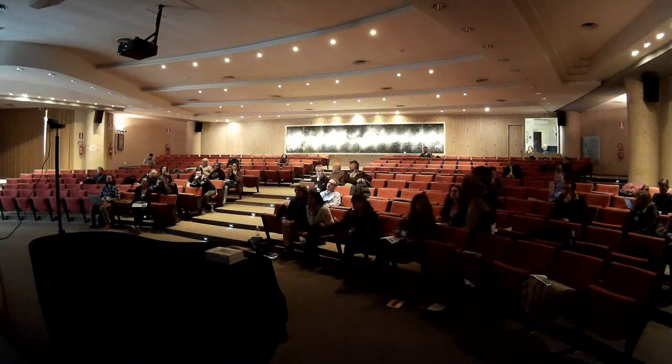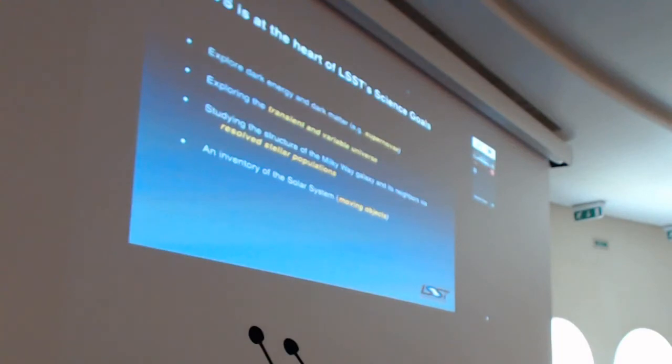Now, TVS, as you know, is very much at the heart of LSST's science goals, as we focus particularly on the transient universe. But we also focus on the study of galactic populations, the stellar populations, and essentially everything except possibly moving objects. So we cover a great range.